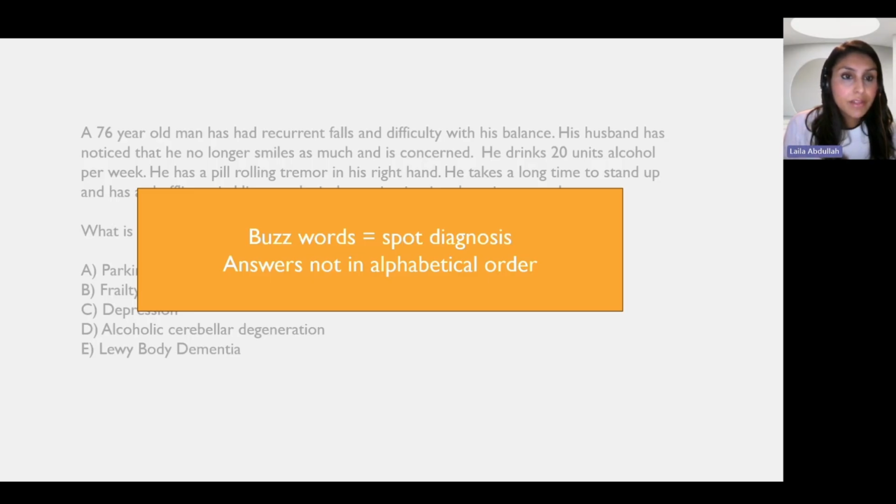So in this question, pill-rolling tremor, cogwheel rigidity, those are buzzwords for Parkinson's disease and should be avoided. So if you wanted to include those examination findings, you might want to describe the appearance rather than using the buzz phrases.